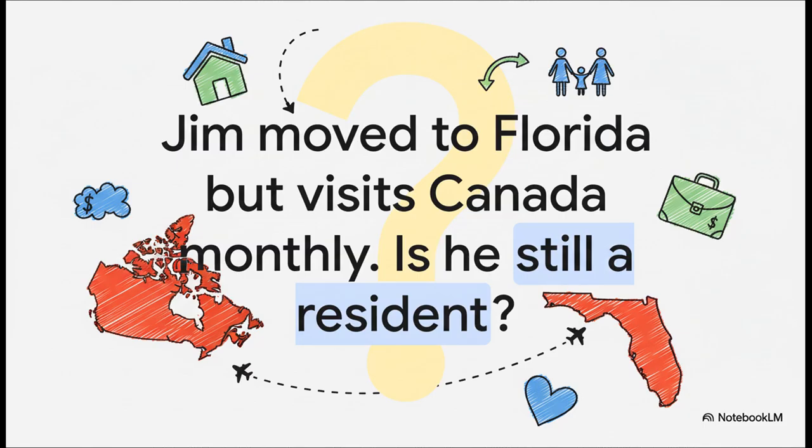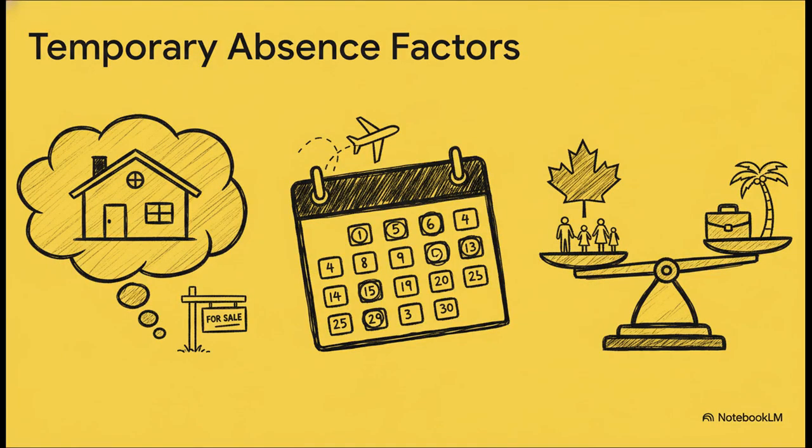Meet Jim. He gets a great job offer in Florida. He does what you'd expect. He sells his Canadian house, he cancels his provincial health card. So far, so good. But here's the catch. His partner is still in Canada, and he flies back every single month to visit. So the question is, has Jim really severed his ties with Canada? What do you think?